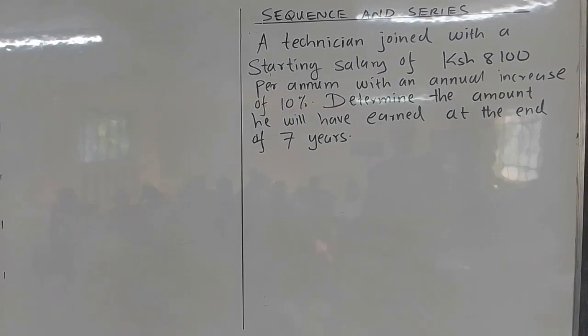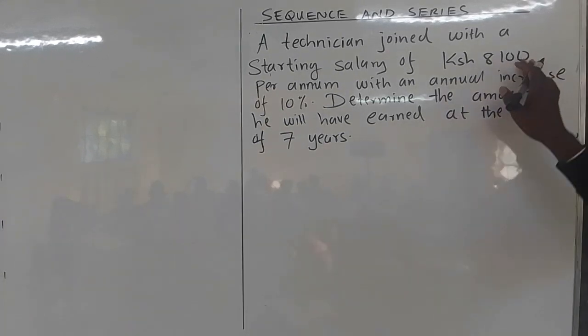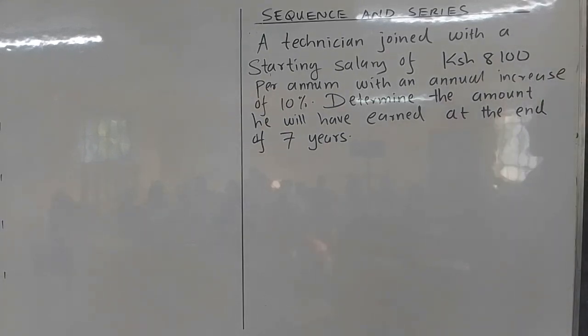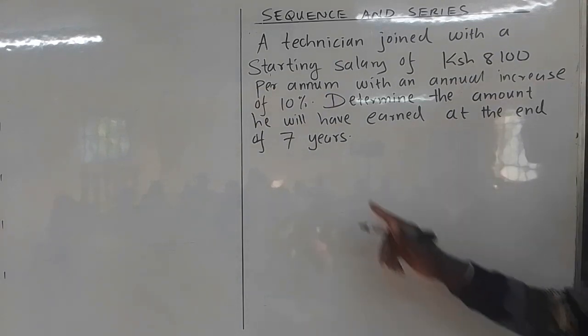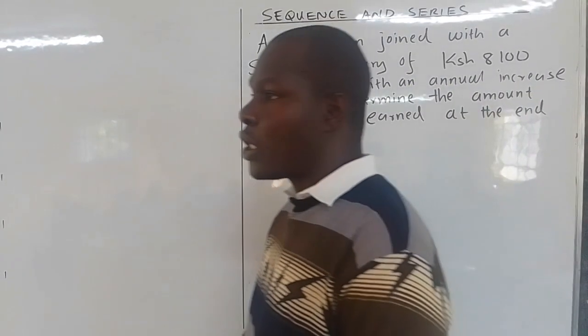In this case, you've been told a technician joined with a starting salary of 8,100 per annum with an annual increase of 10%. Determine the amount he will have earned at the end of 7 years.